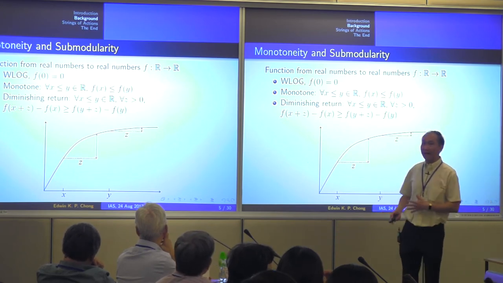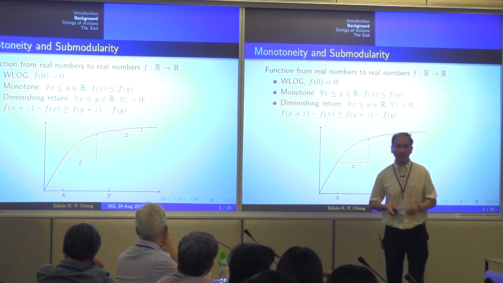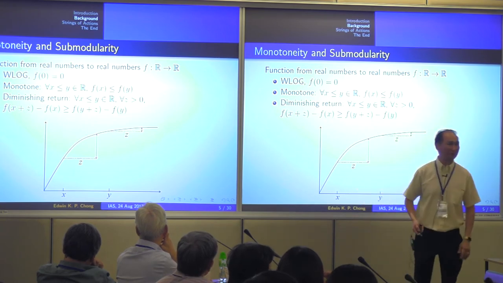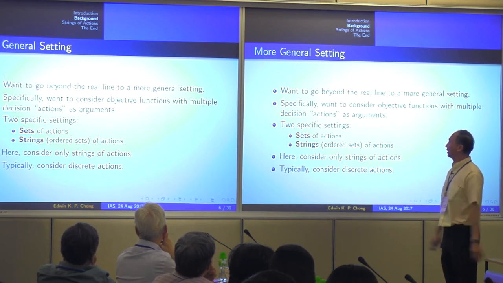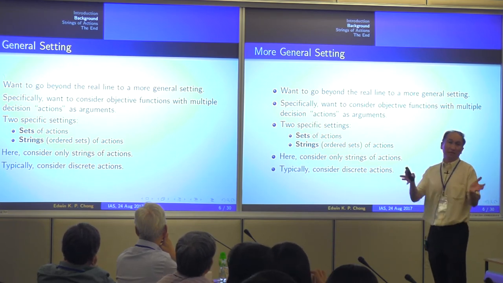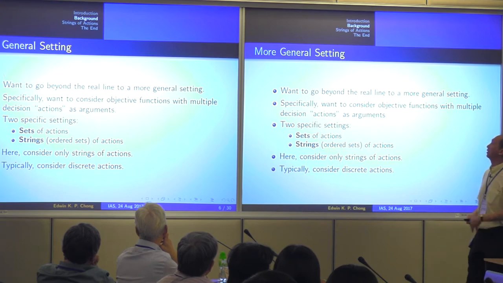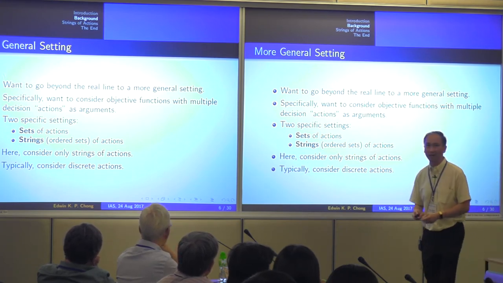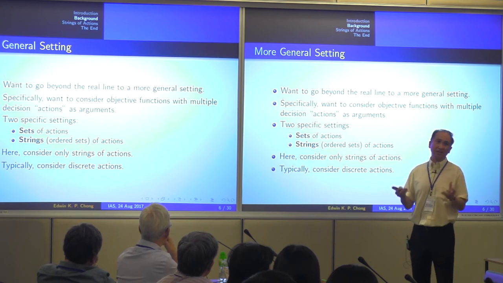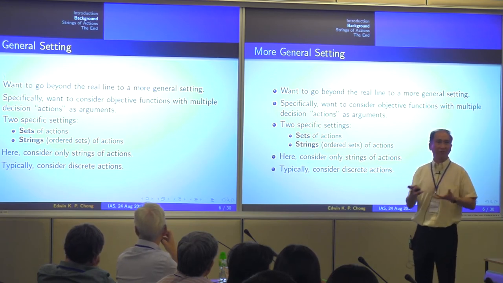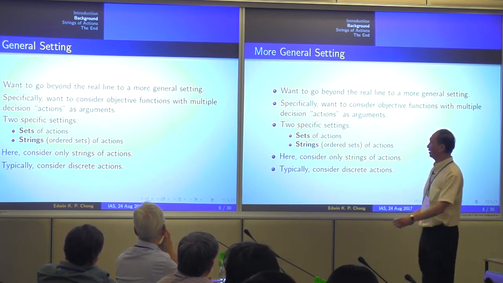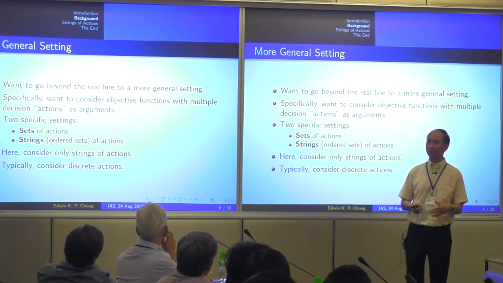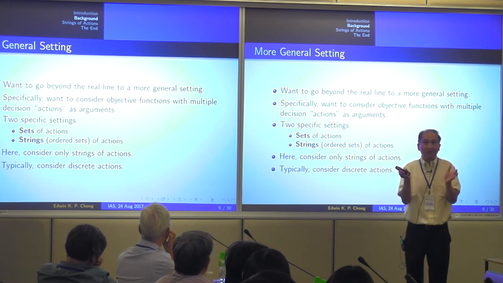So the analog to this in the discrete world is basically submodularity, okay? So let's take a look at that. We want to go beyond the real line to a more general setting, in particular a discrete setting. Specifically, we want to consider objective functions with multiple decision actions as arguments. Now, in this setting, you can think of two different ways of talking about these actions as decision variables, right? First, you can think of a function whose argument is just a set of actions.